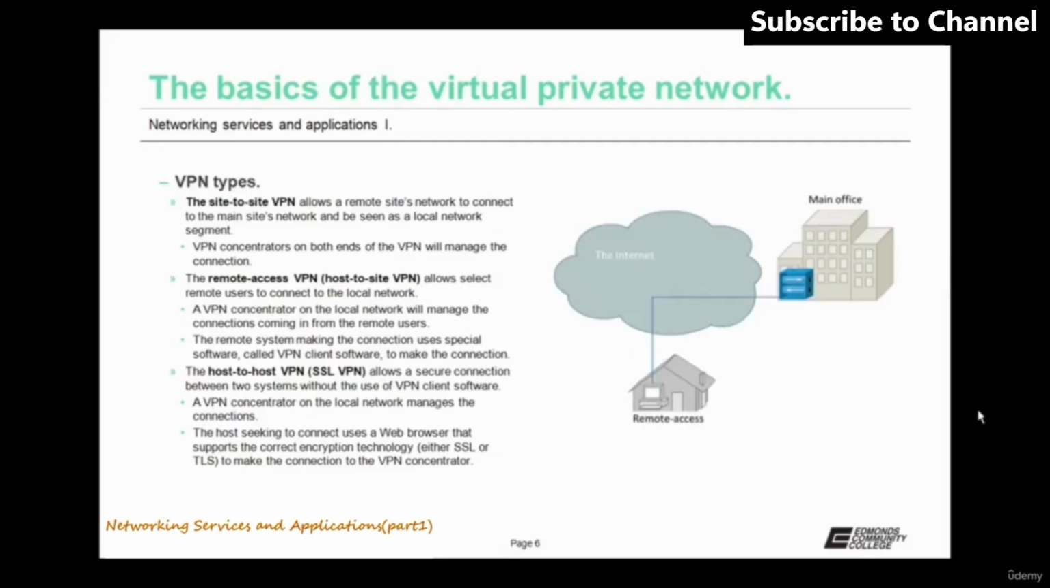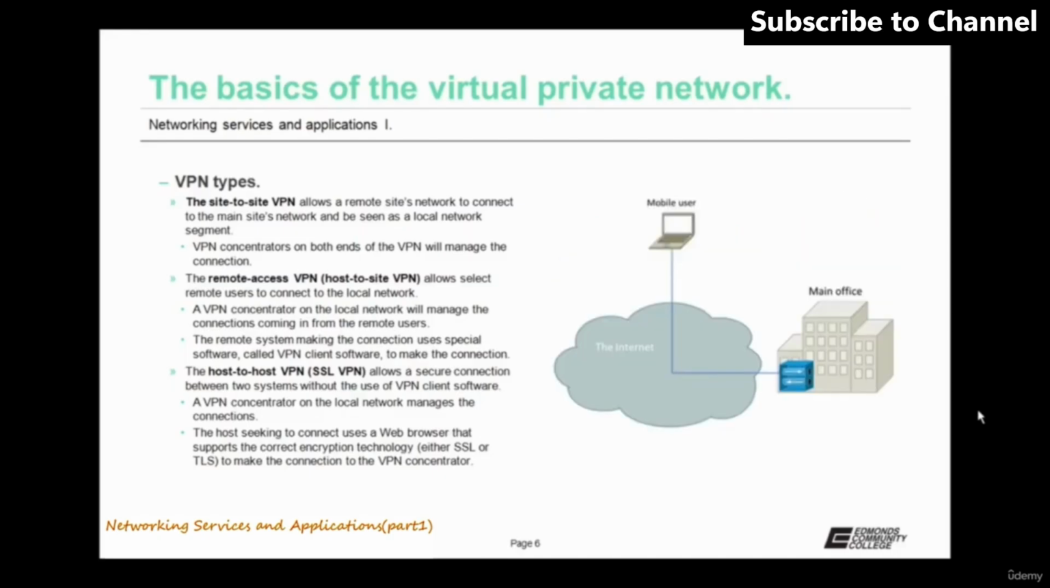Then there's the remote access VPN, which is also called a host-to-site VPN. It allows select remote users to connect to the local network. A VPN concentrator on the local network will manage the connection coming in from the remote users. The remote system making the connection uses special software called VPN client software to make that connection.